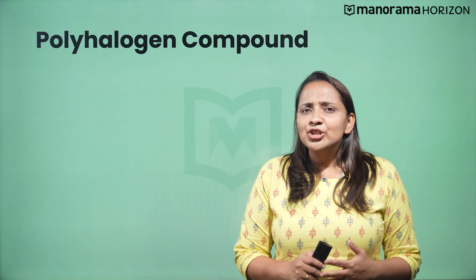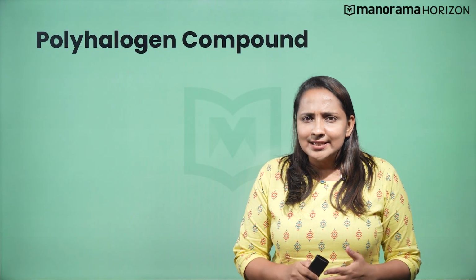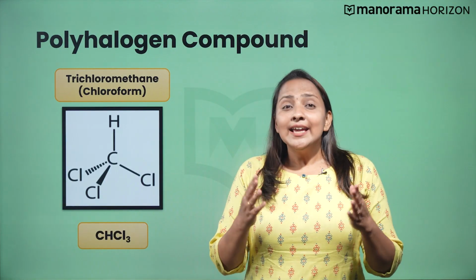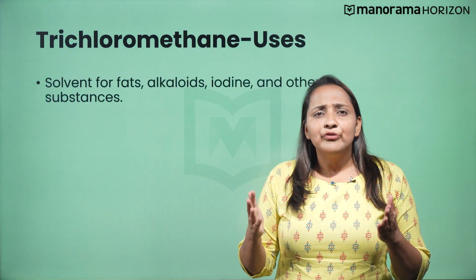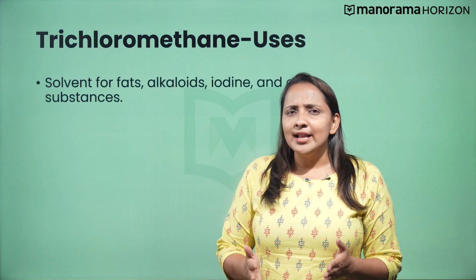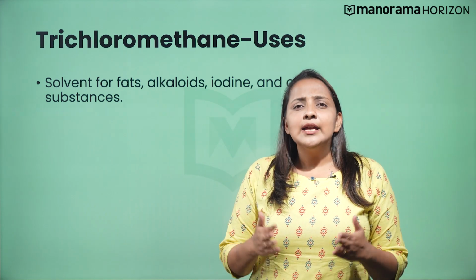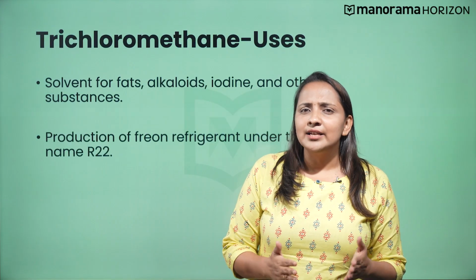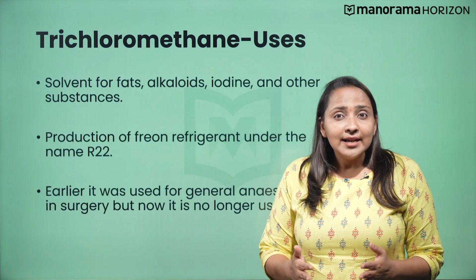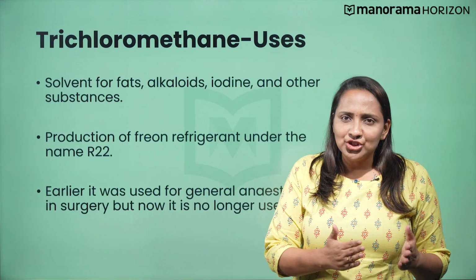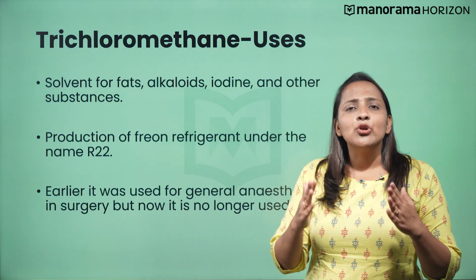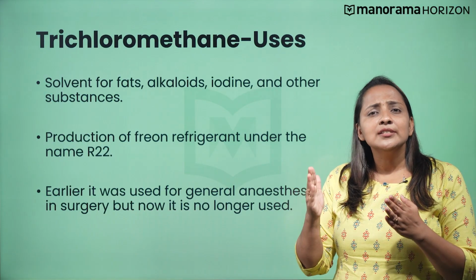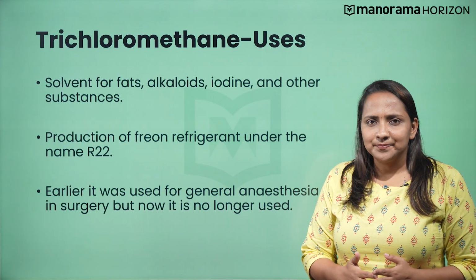The next polyhalogen compound we are going to discuss is trichloromethane, commonly known as chloroform. It is used as a solvent for fats, alkaloids, iodine and other substances. It is majorly used in the production of freon refrigerant under the name R22. Earlier, it was used for general anesthesia in surgery, but now it is no longer used, as less toxic and safer anesthetics such as ether are used these days.